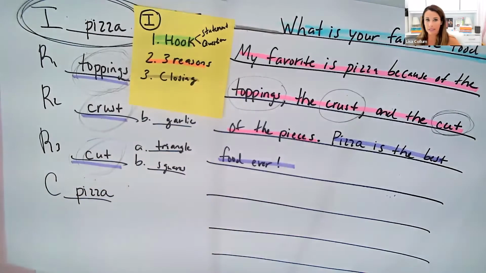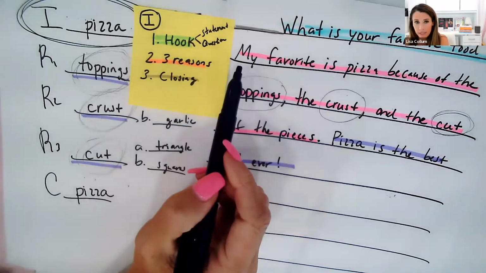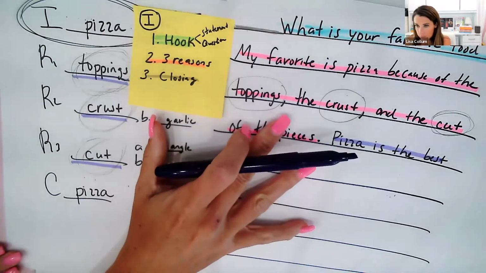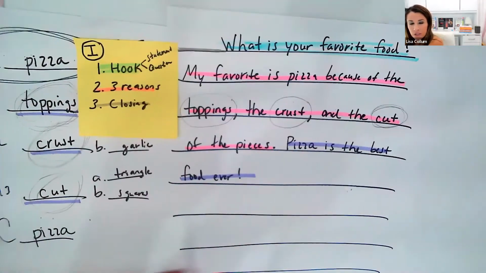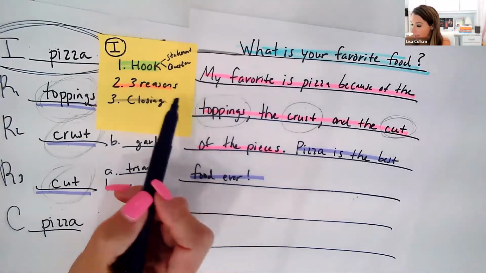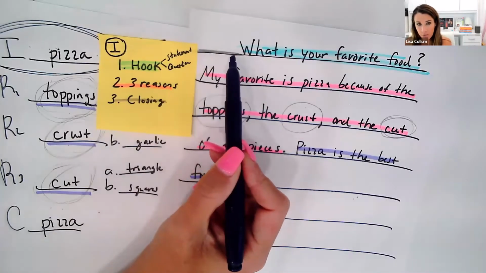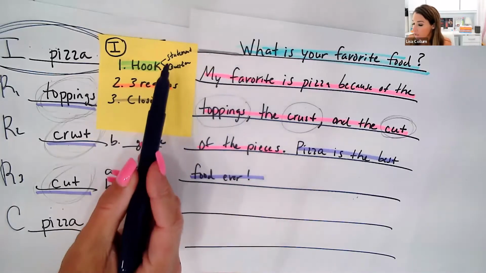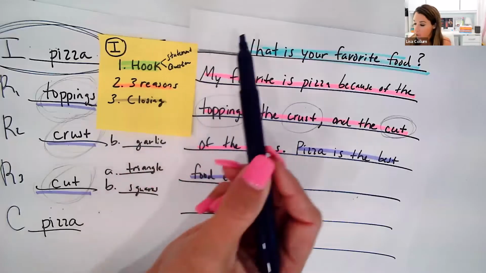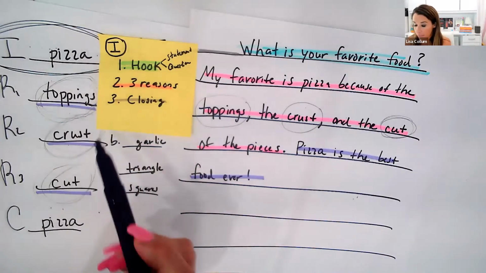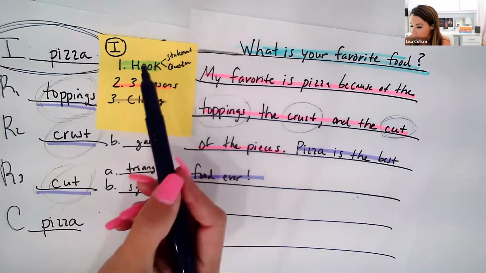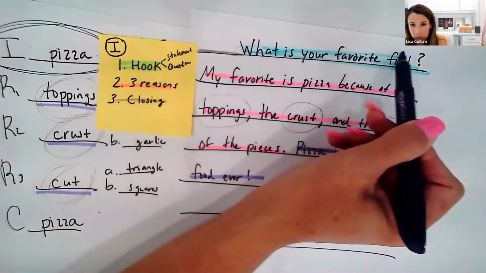Okay, just as a little reminder, my hook says, what is your favorite food? So remember that I have to indent when I start a new paragraph, and I either put a statement or question. So for this one, I put a question. I said, what is your favorite food? Because the prompt was about favorite food. I picked pizza. So I said, what is your favorite food for my hook? That's why I highlighted it in blue.